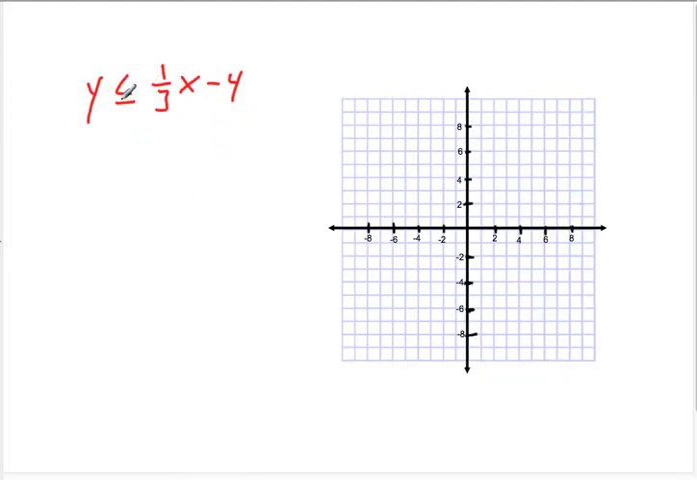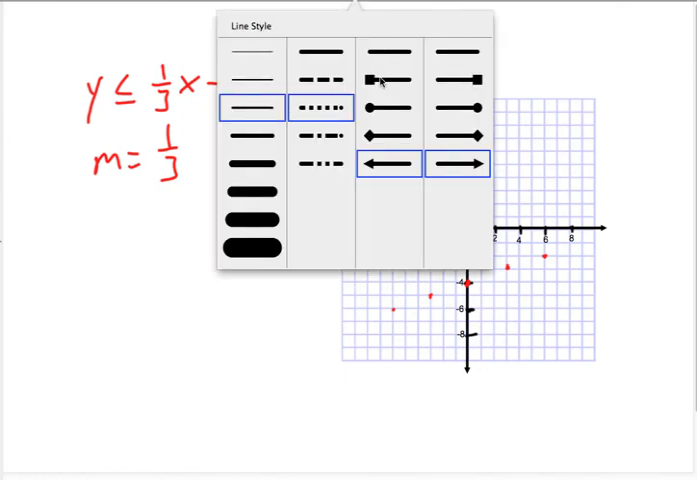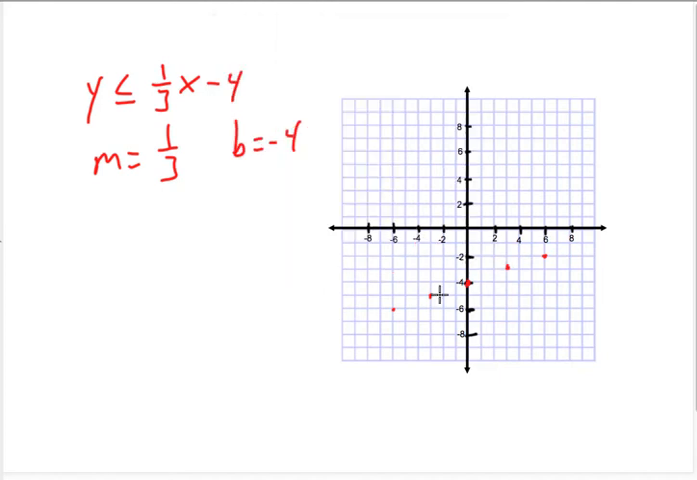Now we have y is less than or equal to 1/3 x minus 4. Again, same thing. Get the slope, get the y-intercept, start at the y-intercept. Now we go up 1, right 3, up 1, right 3. We could also go down 1, left 3, down 1, left 3. Now this time it's less than or equal to, so I'm going to use a solid line. Oops, not that way. Something like that. Alright, now I got to check where my shading goes.